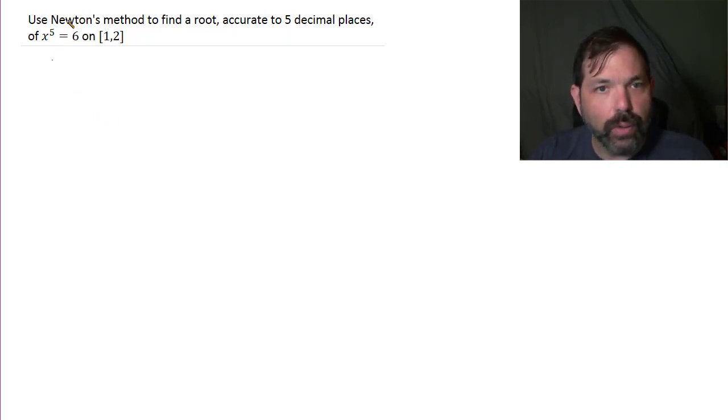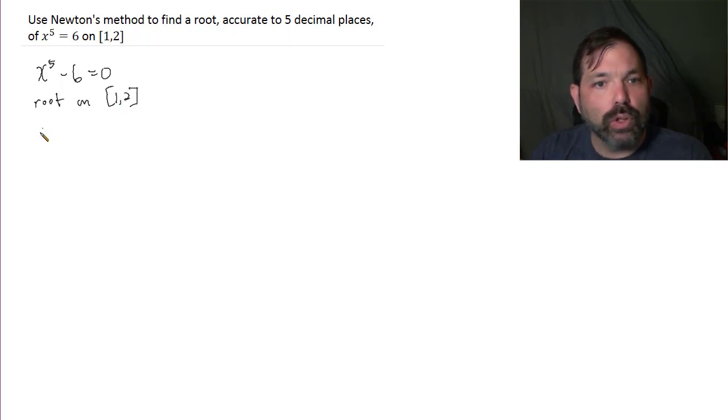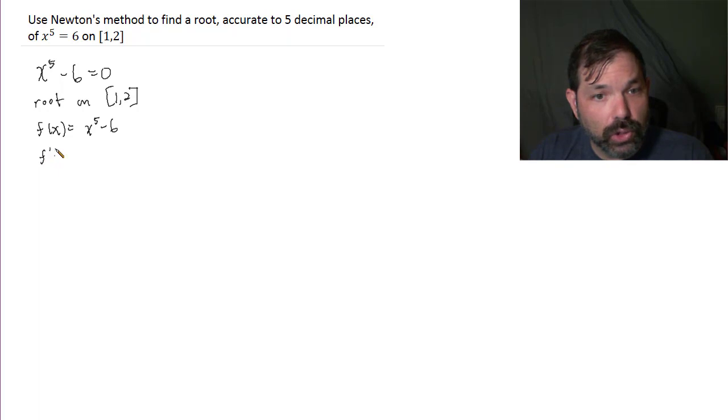Okay, so the first thing I've got to do is rewrite this in a sense as a function equals 0. So x to the 5th equals 6 is equivalent to writing x to the 5th minus 6 is equal to 0. And I want to find a root on [1, 2]. So my function is x to the 5th minus 6. The derivative of the function is 5x to the 4th.